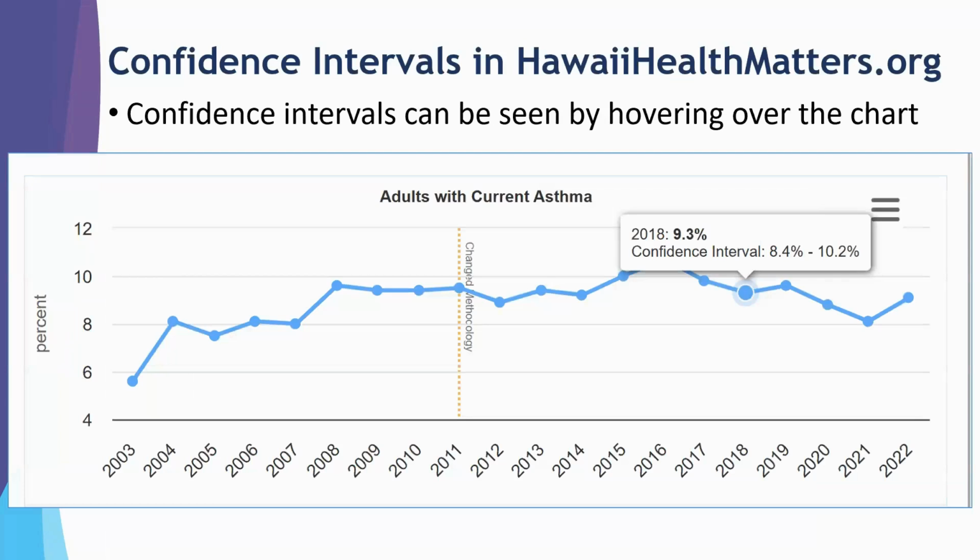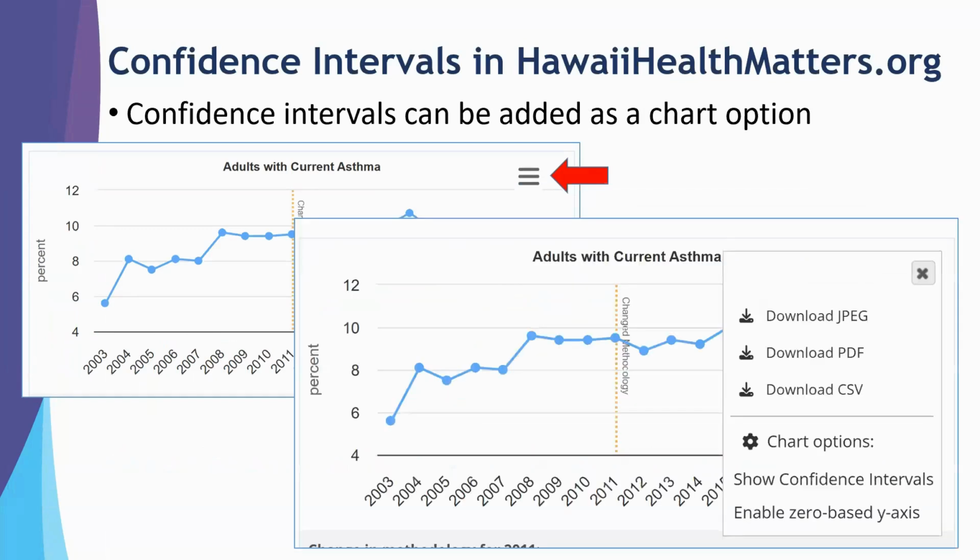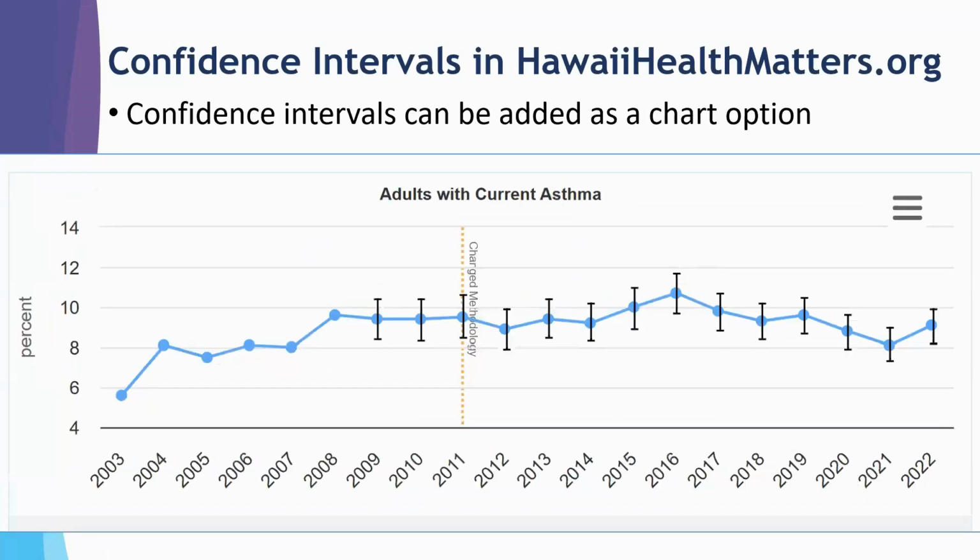In Hawaii Health Matters, you can do the same thing with the chart. Hovering over a data point will give you the estimate and its 95% confidence interval. Additionally, you can ask the system to display confidence intervals on the chart. If you click the little hamburger icon, you will see an option to show confidence intervals. By selecting this, the chart will now display the confidence intervals for each data point.